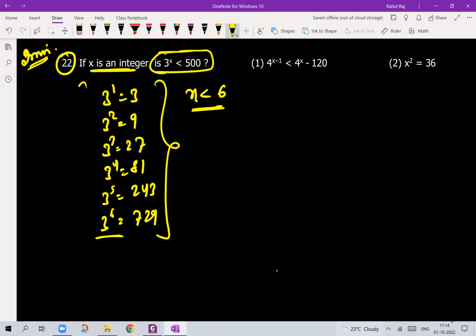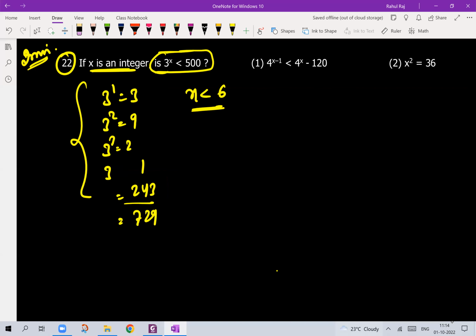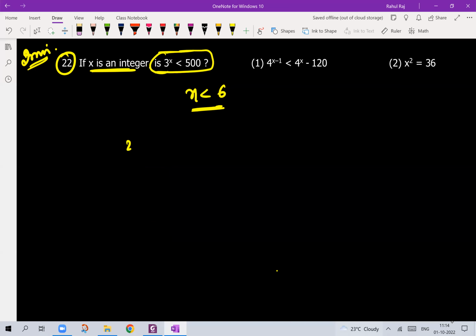If I prove x is less than 6, you take any value of x less than 6 and 3 to the power x is less than 500. So my question is trying to ask me, is x less than 6? Do not concentrate on 3 to the power x less than 500. That will be a disaster. So my question, with the understanding, all it comes at is x is less than 6. This is a simple question.